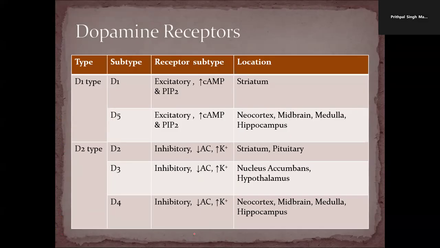There are two sets of dopaminergic receptors, the D1 type and the D2 type. The D1 type has two further subtypes, D1 and D5, which are coupled to G protein receptors by increasing cyclic AMP, whereas the D2 receptors are inhibitory type, they tend to decrease cyclic AMP levels. These are found in the striatum, nucleus accumbens, amygdala, hypothalamus, neocortex, midbrain, medulla, and hippocampus.